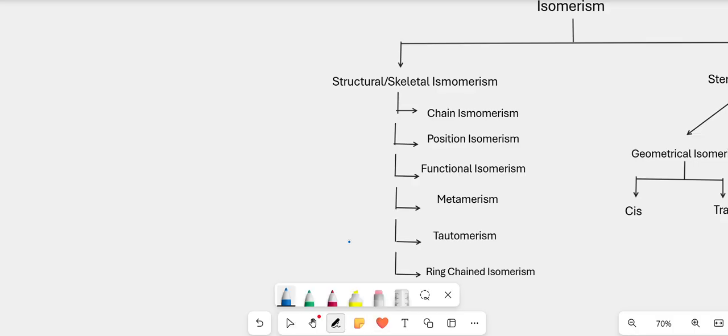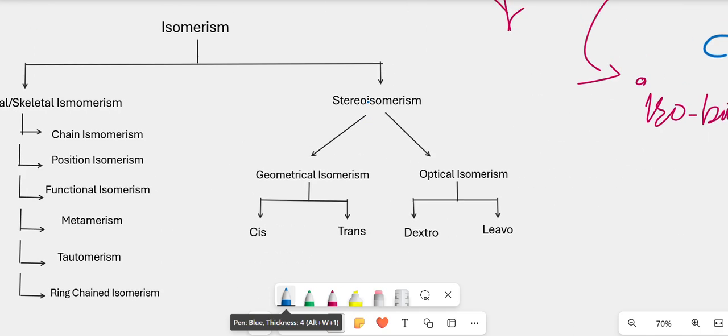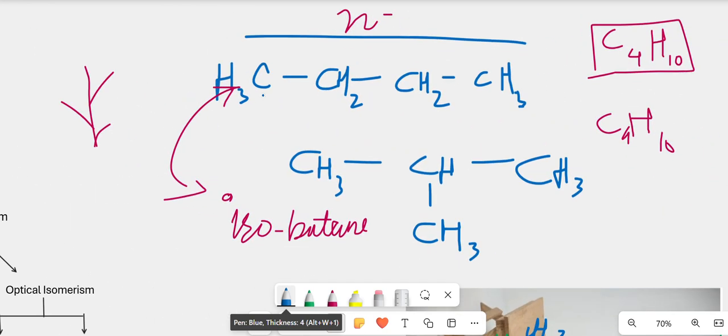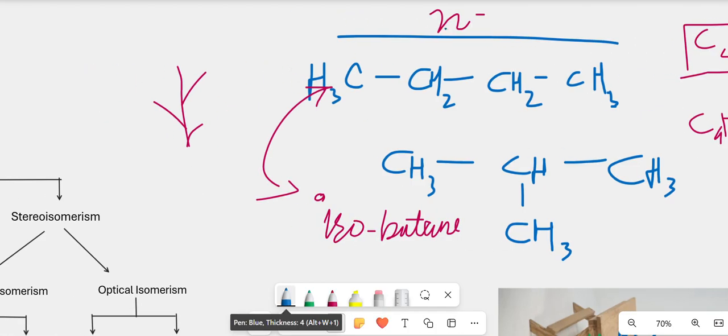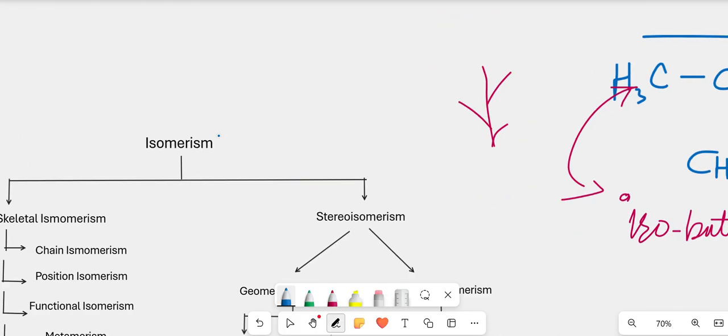So you can see chain isomerism. In chain isomers, the molecules are different just because they have different chain lengths. Over here this was a straight chain molecule, but this was a branched chain molecule, so there is a difference in the length. This is an example of chain isomerism. These are called chain isomers.